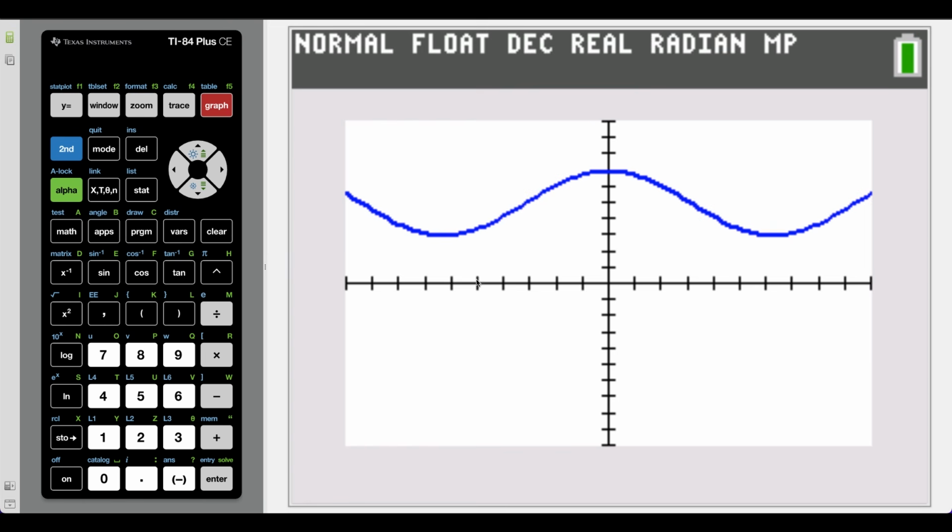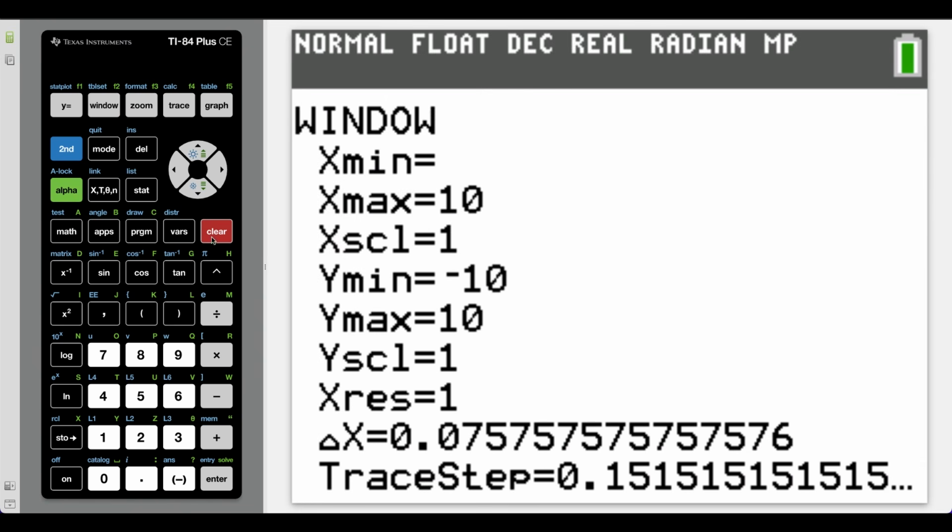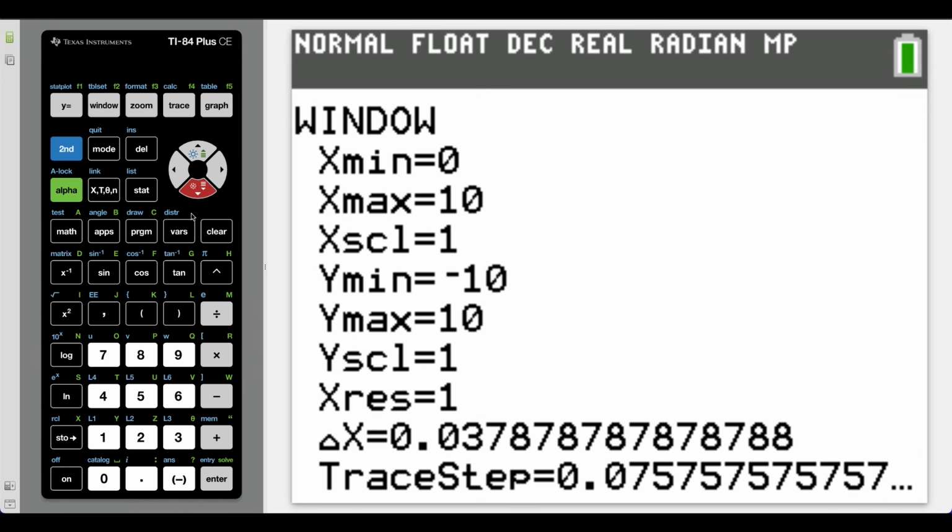And the problem is, though, we have a lot of wasted space, and we're not keeping to the interval they gave us. So what I would do first is switch the x minimum to 0 and the x maximum to 2 pi. And remember the pi button, we're going to press second and this up arrow here to throw in a pi.